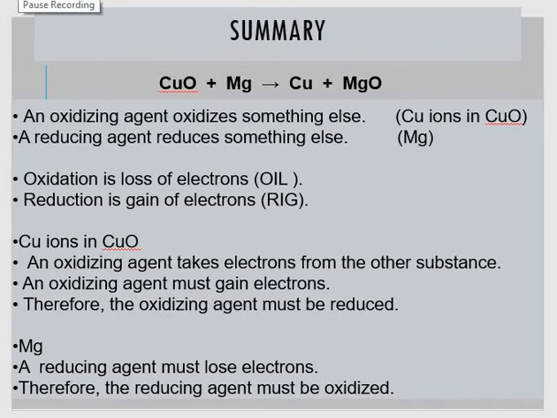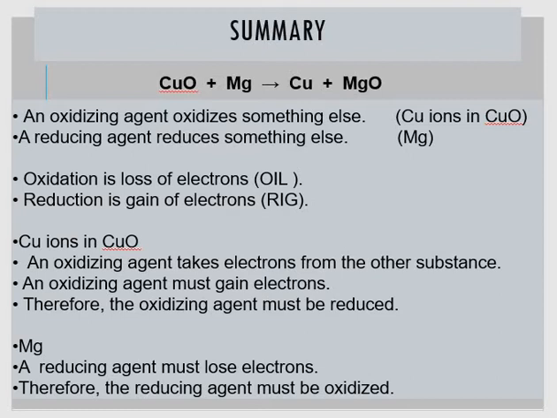Let's look into the summary. An oxidizing agent oxidizes something else, whereas a reducing agent reduces something else. Oxidation is loss of electrons, whereas reduction is gain of electrons. Here in this example, copper ions in copper oxide act as an oxidizing agent. So it takes electrons from magnesium. The oxidizing agent must gain electrons. Therefore, the oxidizing agent must be reduced. So copper oxide gets reduced to copper.